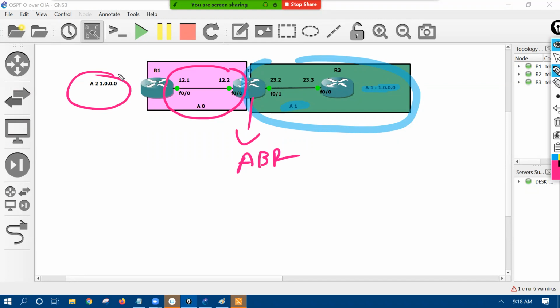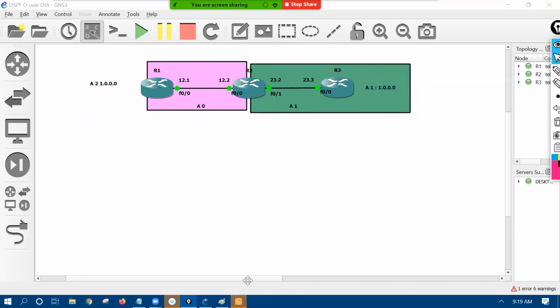So what happened? R2 will see this route as an OIA route, and this one as an O route. So R2 will always give the preference to this one, not to this one, because this is the O route and this is the OIA route. So what I can do right now, let me obtain this topology.